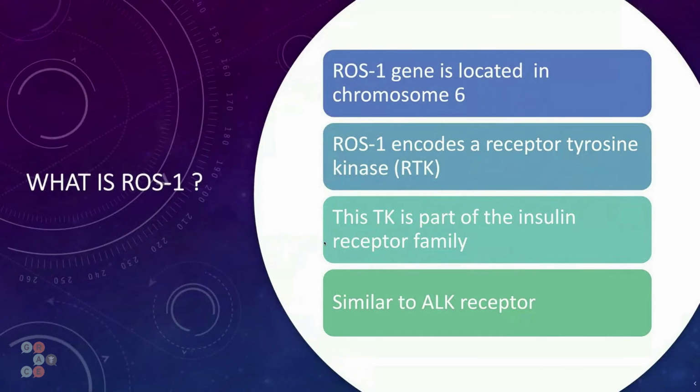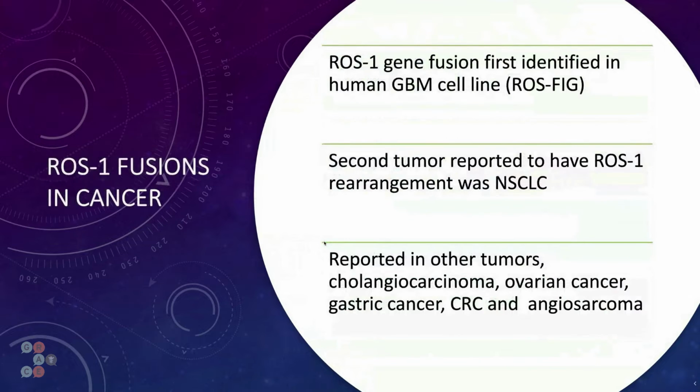What is ROS1? We're going to dive deeper into ROS1 now. The ROS1 gene is located in chromosome 6, and it encodes a receptor tyrosine kinase that is part of the insulin receptor family, and it goes in the cell surface. It's very similar to the ALK receptor. The sequence of amino acids is equal in more than 50%. So that's the explanation why some of the drugs that work for ALK also work very well for ROS1.